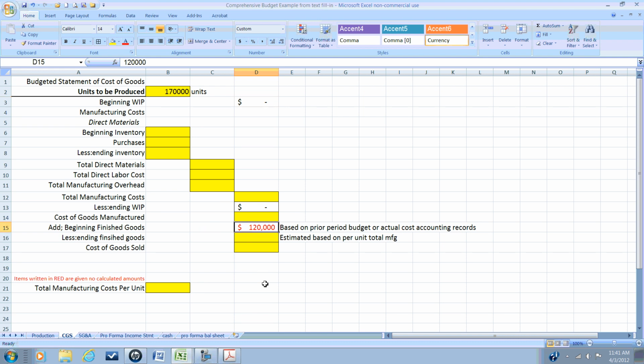The value for the beginning finished inventory, which if you remember is 5,000 units, is based on the prior period's budget, the cost per unit from the prior budget, or the actual cost accounting records, depending on when we are putting together this budget. If the actual cost accounting records are available, we'll use the actual amount. If we're using a prior period budget, we'll make an estimate. All right, so let's begin putting our budgeted cost of goods statement together. We're going to need to begin with the dollar value of the beginning inventory.